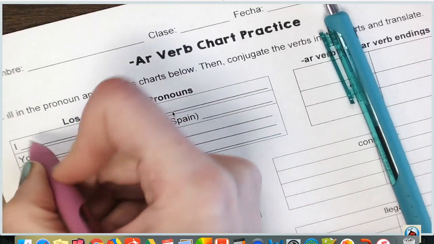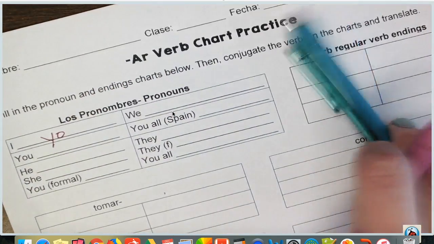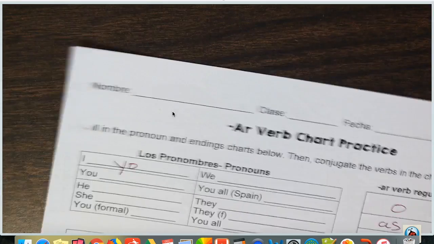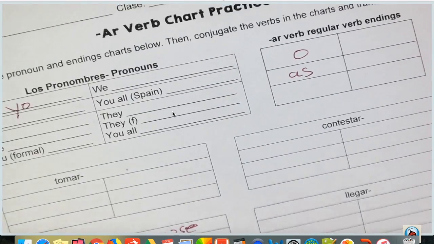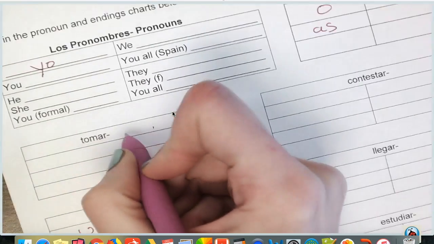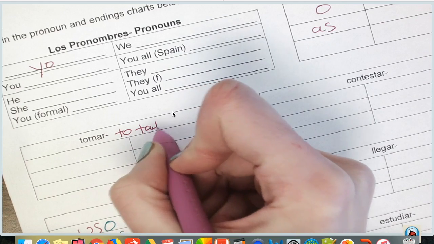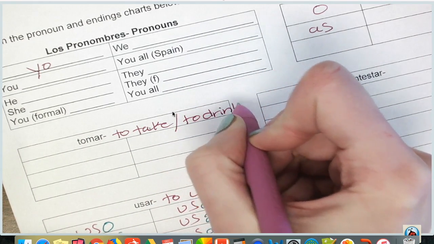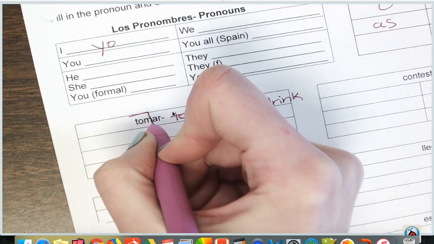So again, I'm going to do my pronouns, yo, and so on and so forth. And then I'm going to rewrite my verb endings, o, as, and so on and so forth. Do those. When you do a verb chart, you always need to say what something means. So tomar, for example, means to take. It also means to drink. Probably means a bunch of other stuff too. And then again, I like to box off my stem.